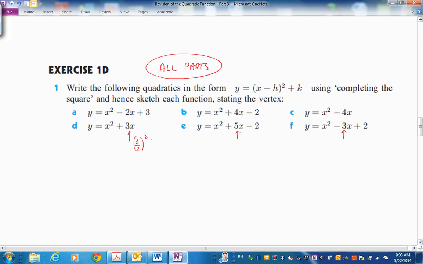Okay, I want you to try all of them, and pause the presentation now, do one, and then scroll forward and have a look at the answers. I'm going to show you the answers now.